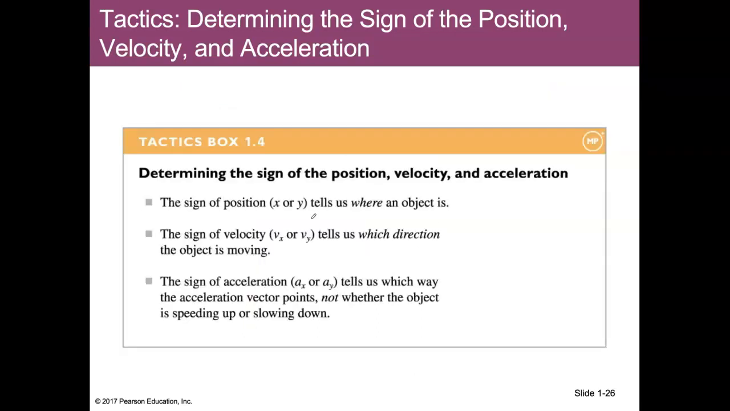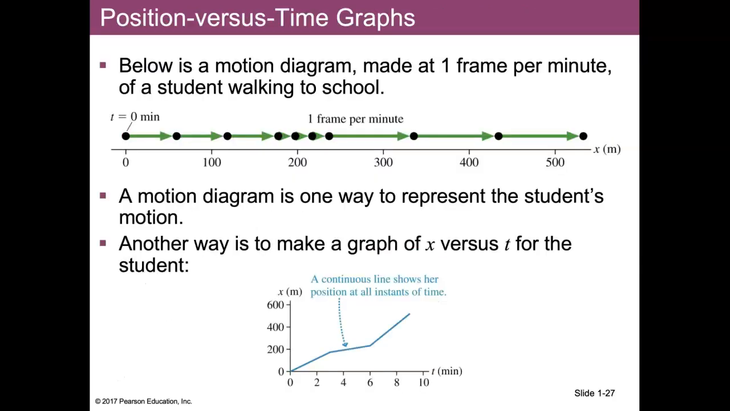The sign of position x or y tells us where the object is. The sign of velocity tells us in which direction it's moving. And then the sign of acceleration tells us which way the acceleration vector points. And it is not whether the object is speeding up or slowing down. So you have to be really careful when you look at acceleration vectors.